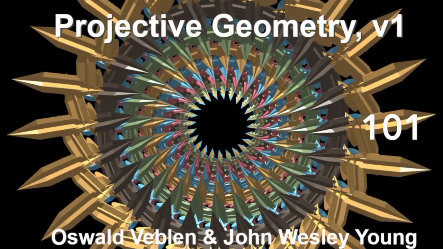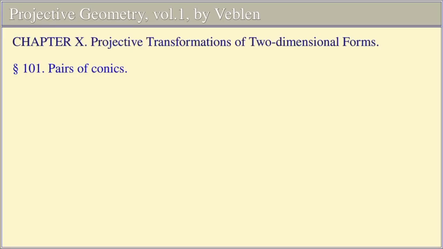Projective Geometry, Volume 1, by Oswald Veblen and John Wesley Young. Chapter 10, Projective Transformations of Two-Dimensional Forms. Section 101, Pairs of Conics.